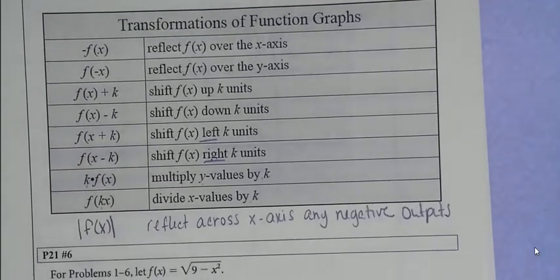So anytime you see a graph that used to have some negative outputs, the pre-image had some negative outputs, and then the image doesn't have any negative outputs, there's usually an absolute value involved there.